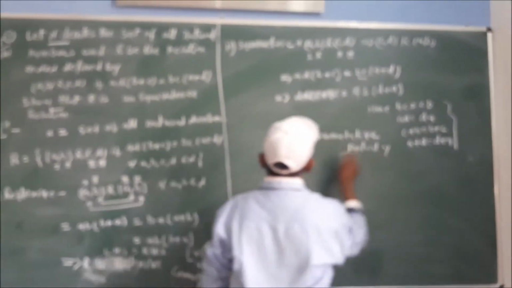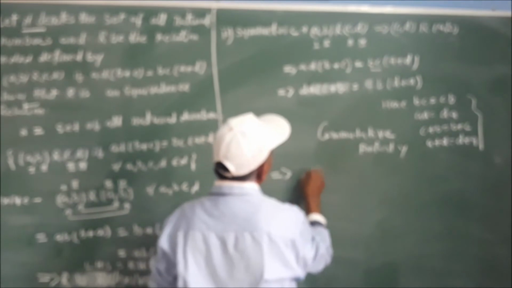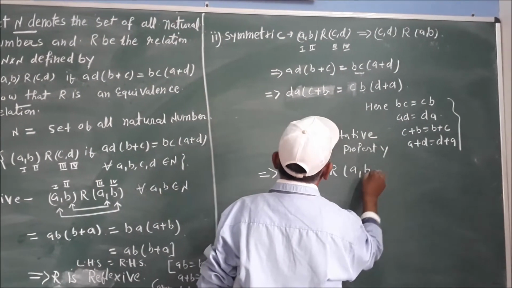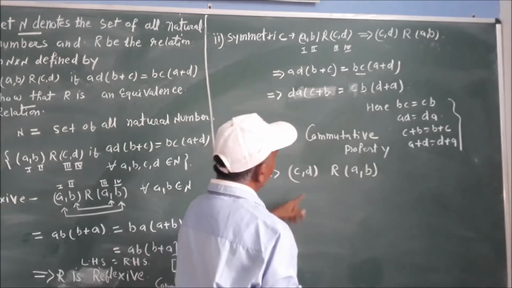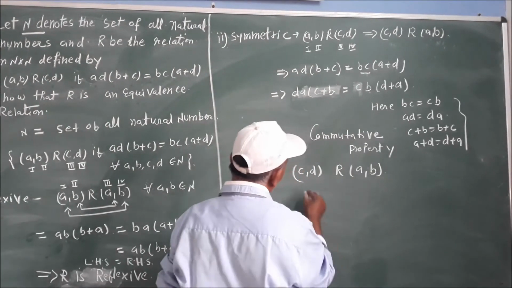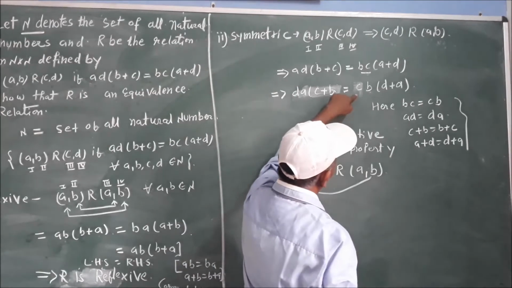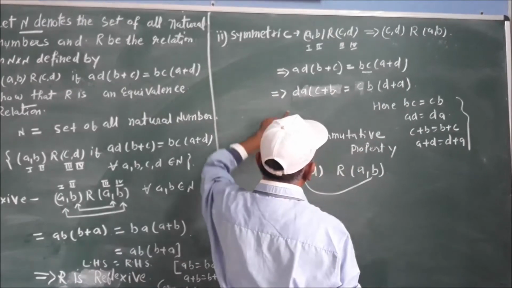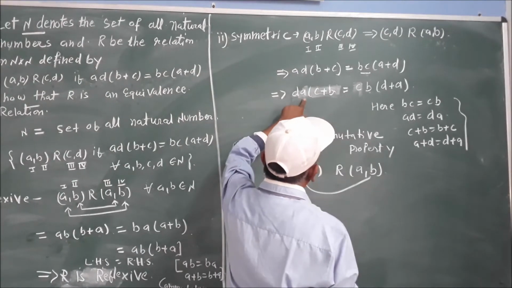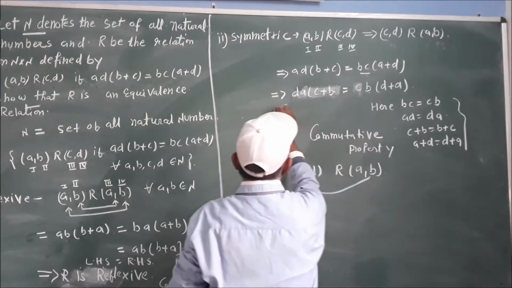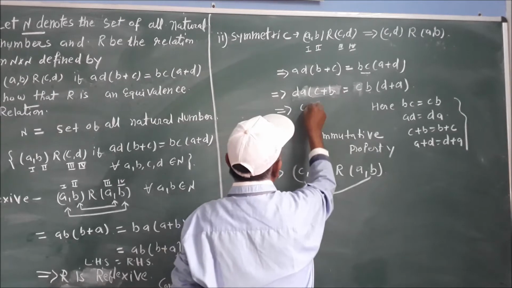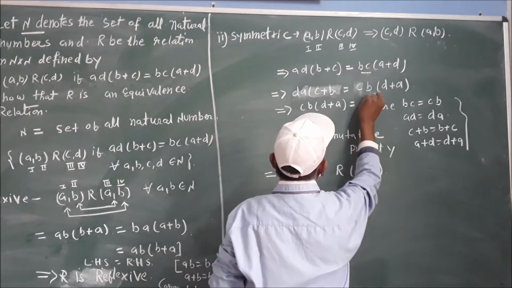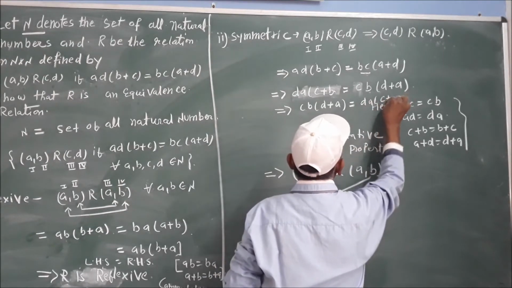So we can write here, CD is related to AB. What is the meaning of CD is related to AB? CB into (D plus A) is equal to DA into (C plus B), and this one step can be written as CB into (D plus A) is equal to DA into (C plus B).